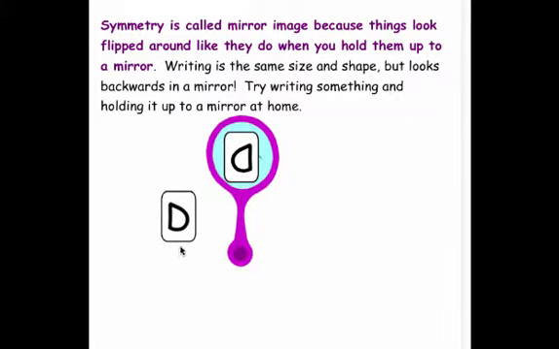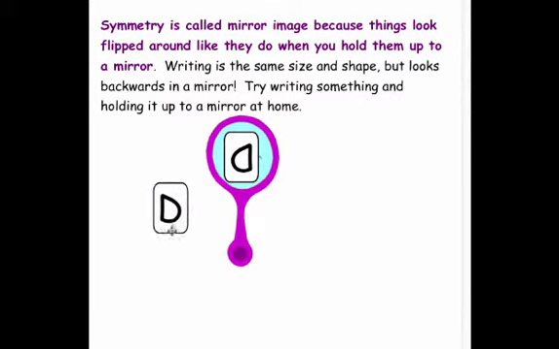Here I have an example of a letter D. The curved side of the letter D is facing to the right. If I were to take this card and hold it up to the mirror, the curved side of the D would be pointing to the left. It's flipped over. Notice if I put this card right next to the other one, we could draw that line of symmetry right down the middle. If I fold this D over, it would be flipped over and it would match the other half.